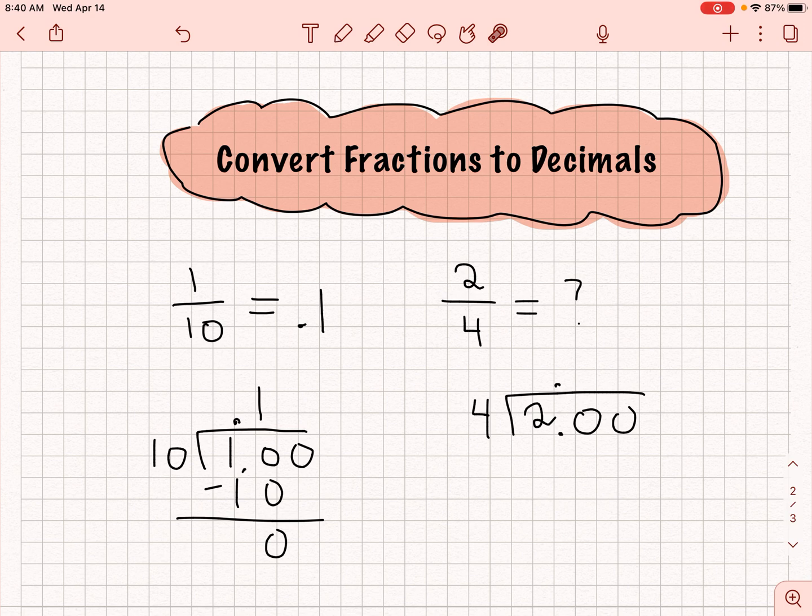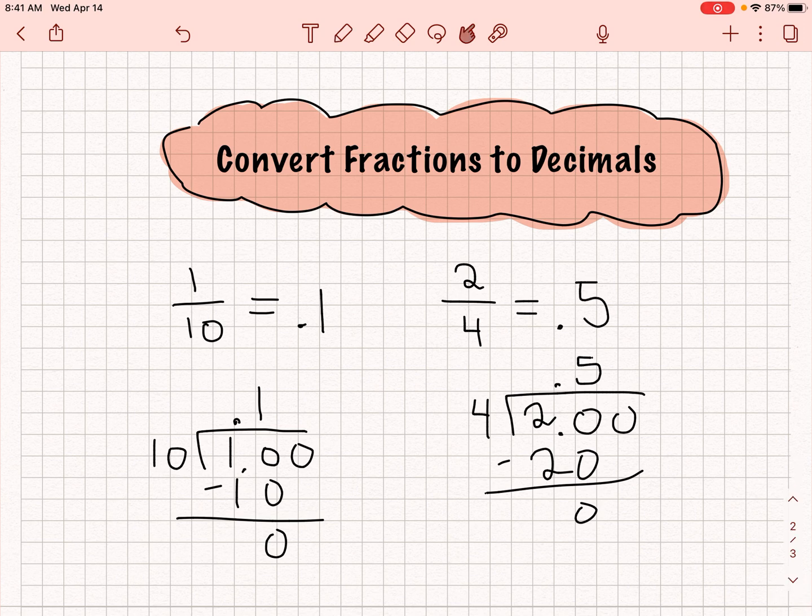Ask myself the same question, how many groups of 4 can I make with 20? Well, I know that I can make 5 groups of 4 with 20. And 4 times 5 is 20. And if I subtract, I get 0, which means I'm done. So I can say that 2/4 is equal to 0.5.